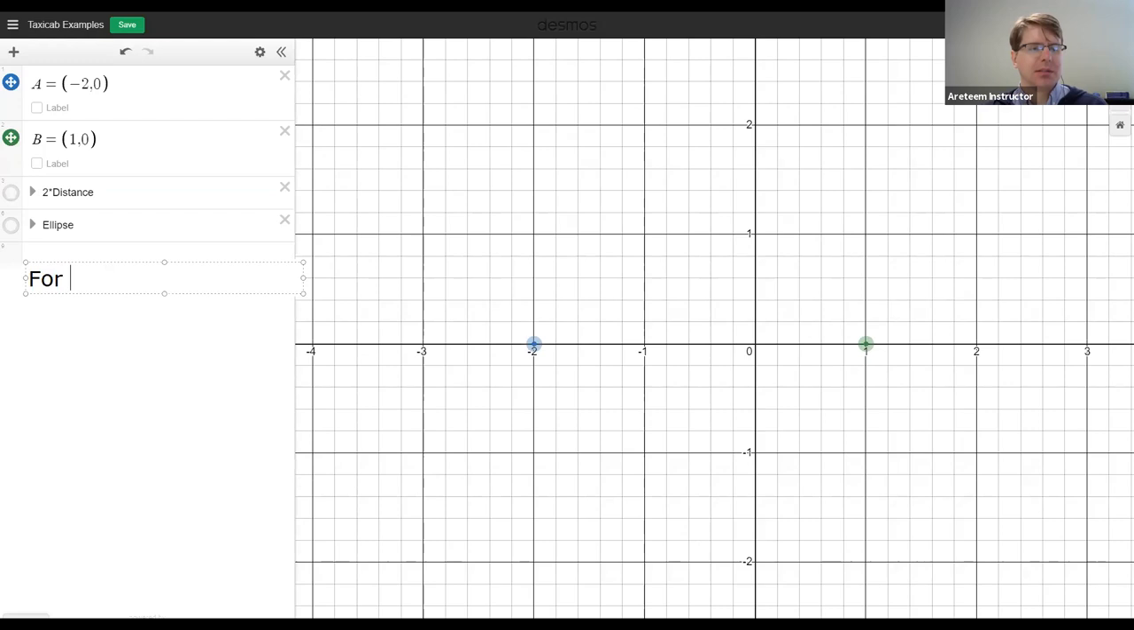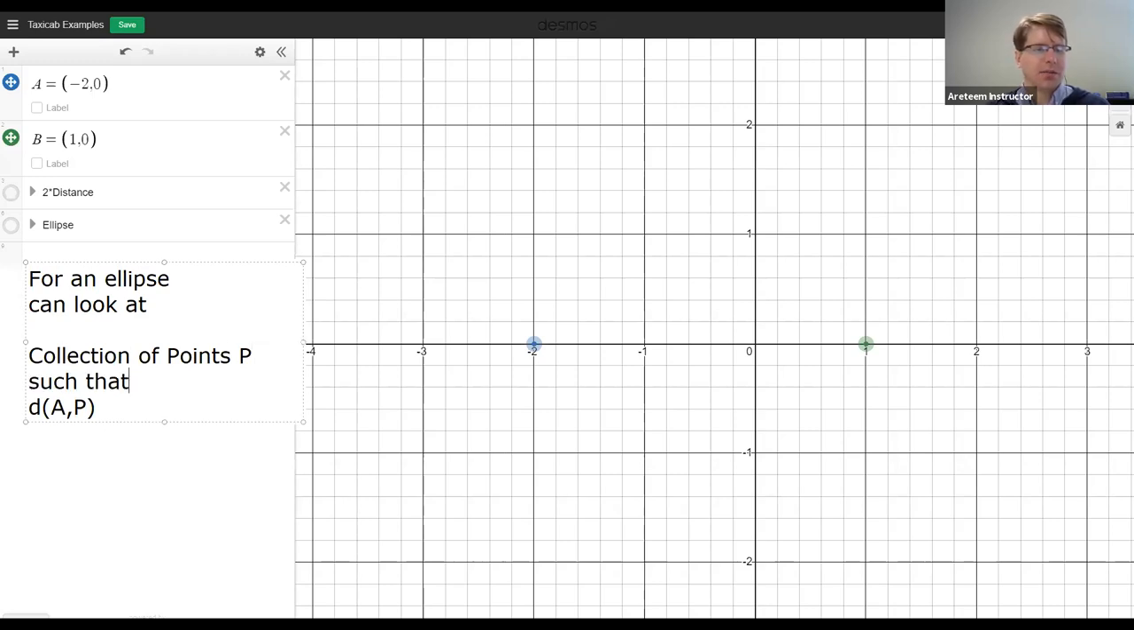So for an ellipse, we can look at the distance from A to a point P. So it's the collection of points P such that the distance from A to P plus the distance from B to P is some constant value here. So this is where we have a situation where we could be looking at an ellipse. So notice this is an extension of a circle, and a circle would be the case where A and B are the same. We have just a distance from the center to these points. Now we're adding up these values there.